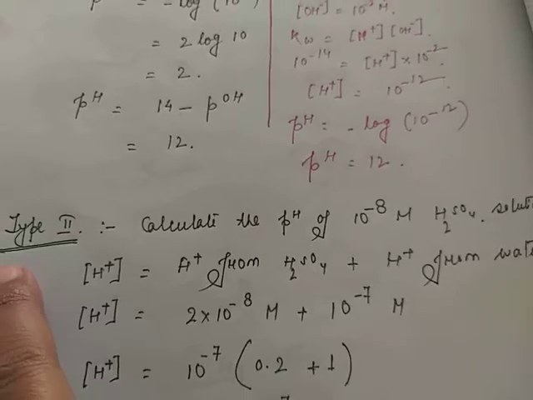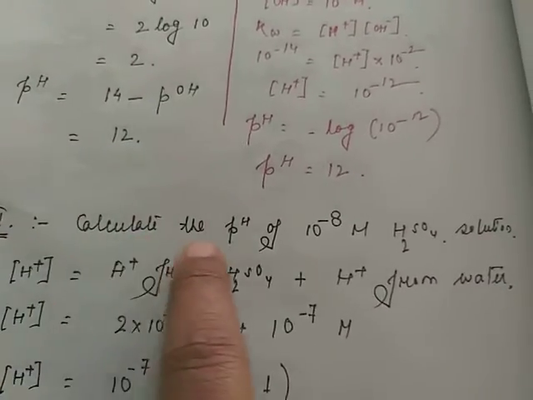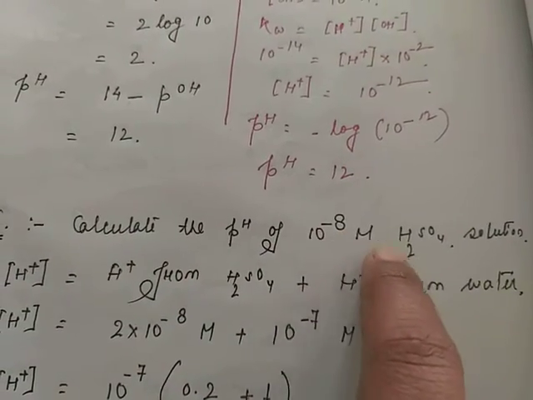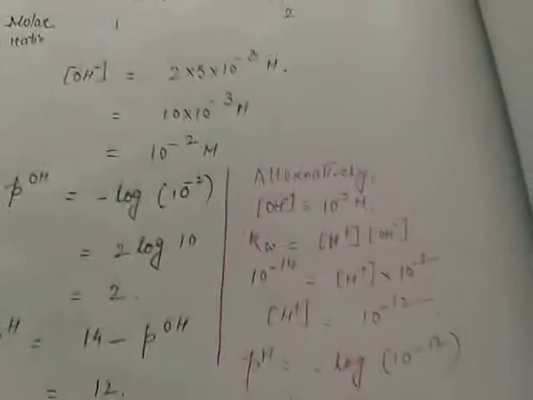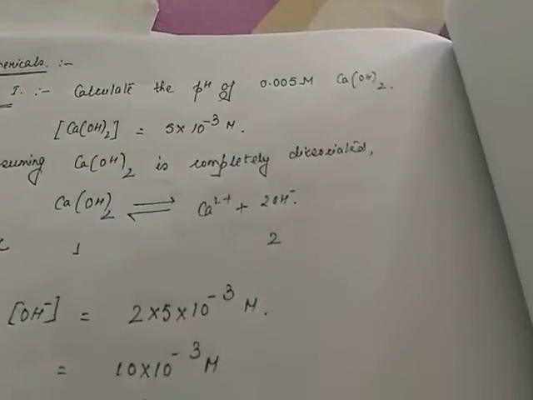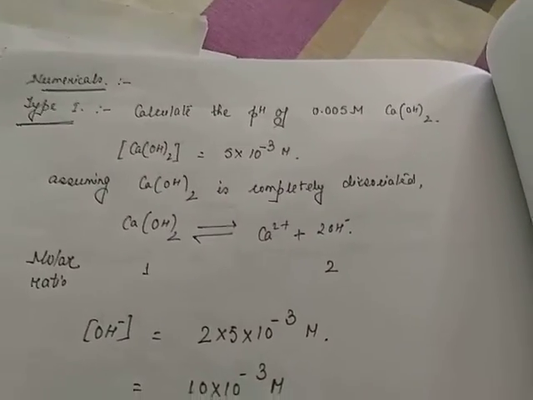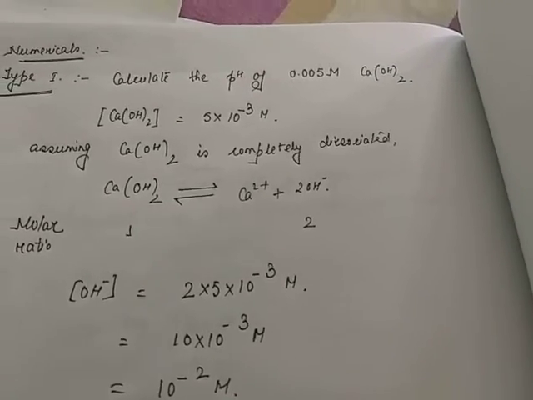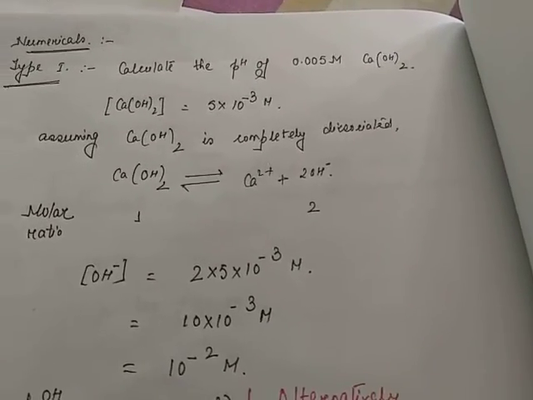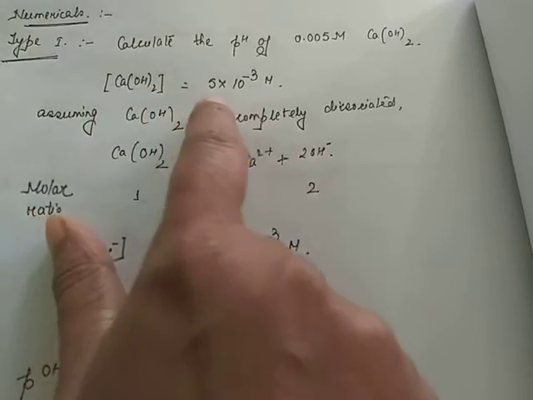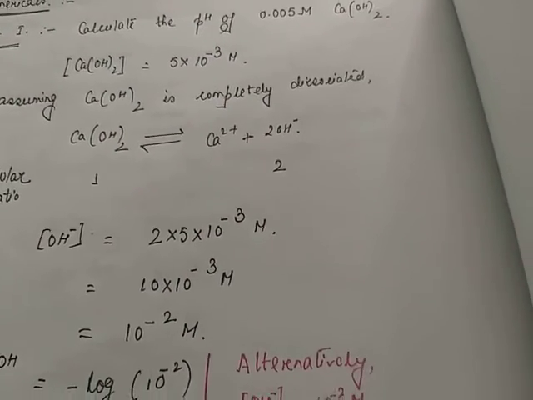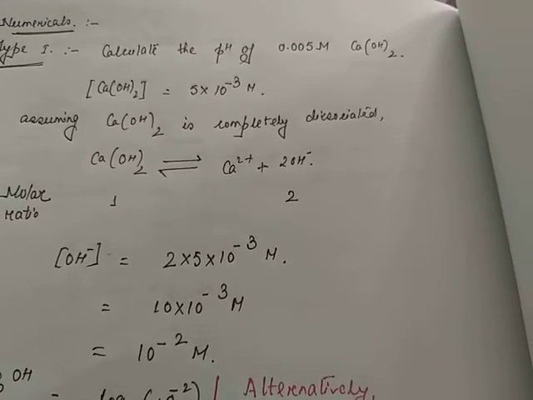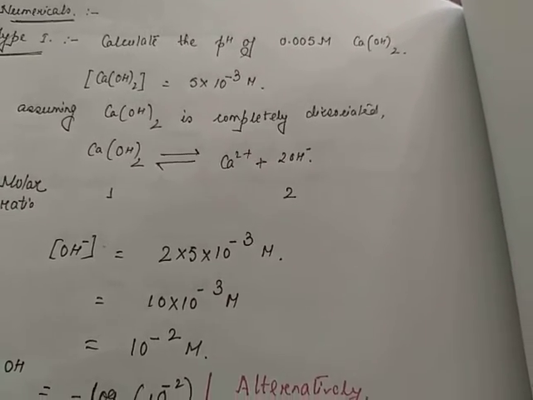Let's come to the second type of question. Calculate the pH of 10 to the power minus 8 M sulfuric acid solution. Now keep one point in mind: whether it is acid or base, we are taking the concentration of the acid or base as well as the water. But in case of a fair enough concentration of acid or base, the contribution of H plus or OH minus from water is practically negligible.